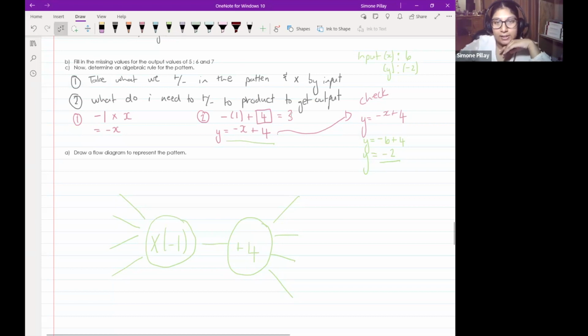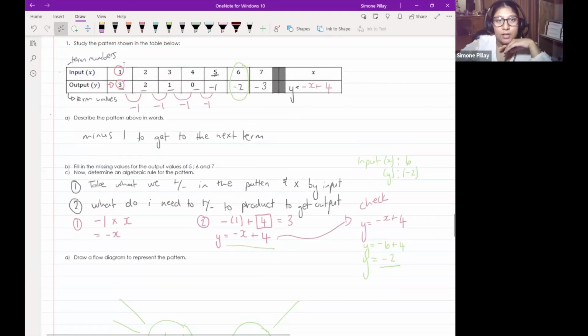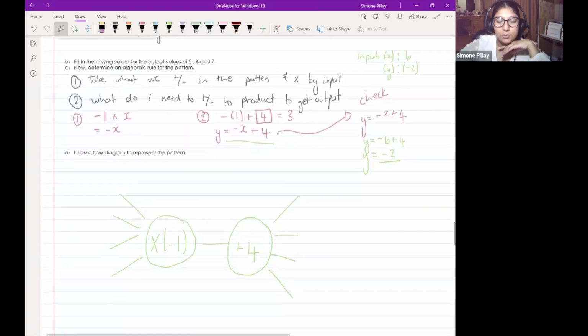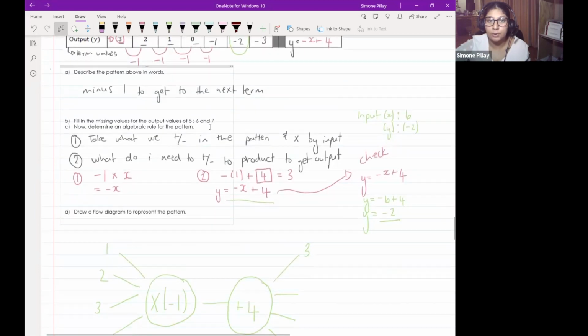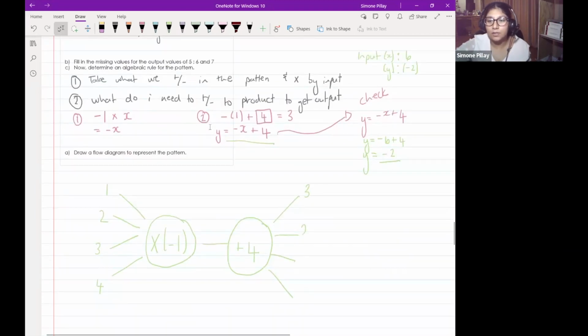And let's try and test this flow diagram. So we have 1, 2, 3, 4. Let's put in these inputs. 1 times -1 is -1. -1 plus 4 is going to give me 3. And let's go back up. Can you see I got the correct output? And if you apply all of that, you will see 3, 2, 1, 0.